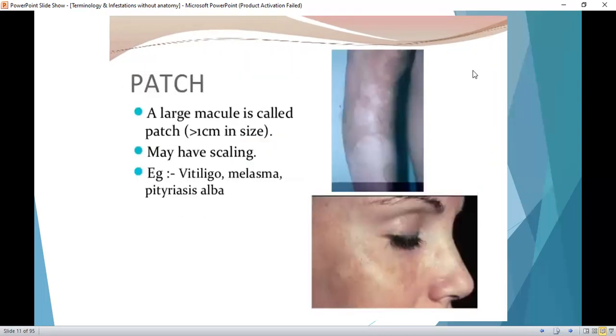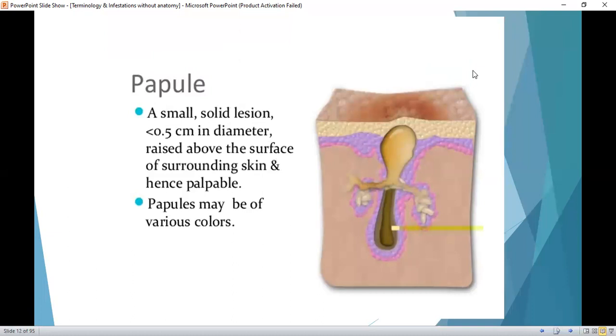Now, when we increase the size of the macule, it becomes a patch, more than 1 centimeter in size. It may have a little bit of scaling. It may not. For example, vitiligo, melasma, pityriasis alba. Papule, if we raise the macule with the same diameter, like less than 0.5 to 1 centimeter, it becomes a papule.